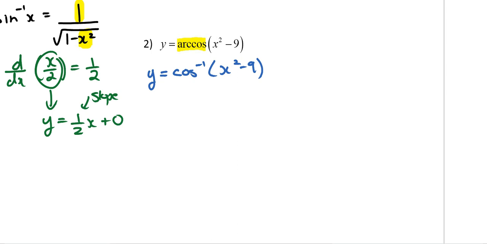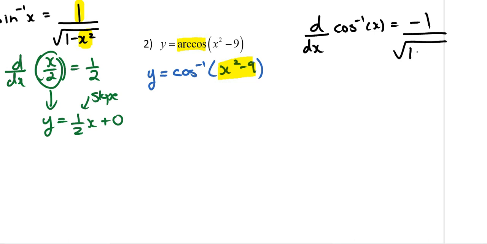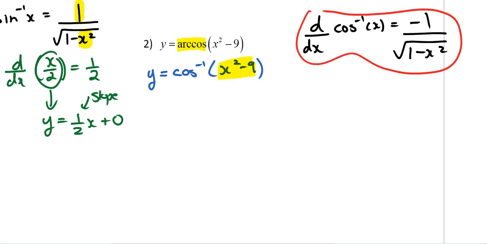Okay, so now that I see this expression like x squared minus 9, that's a good indicator that I will probably use the chain rule for this problem. And the derivative of the inverse of cos is negative 1 divided by the square root of 1 minus x squared. Okay, so let's use this rule right here, and let's go ahead and apply this to this problem here.